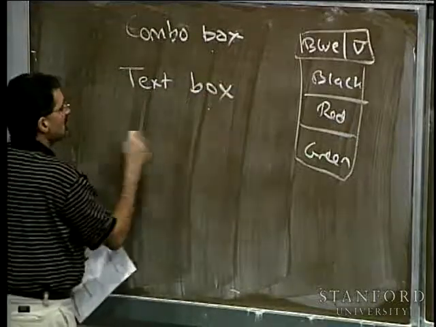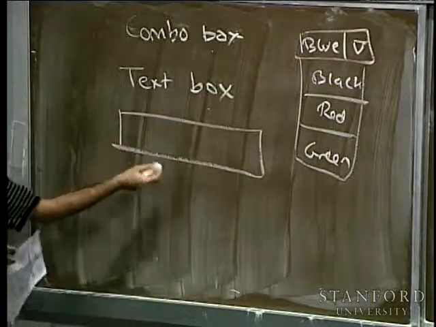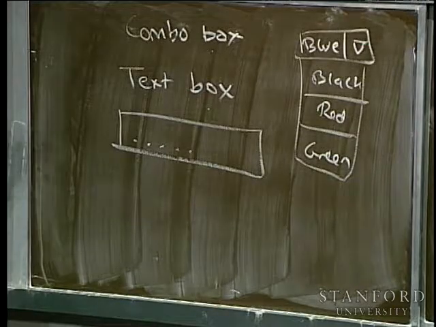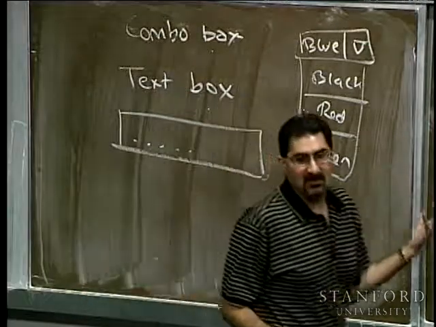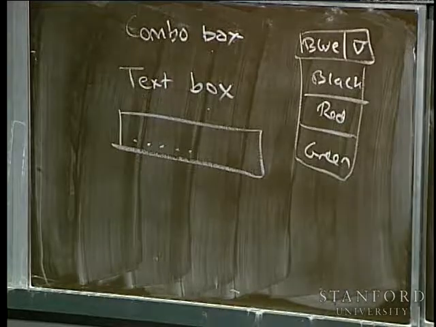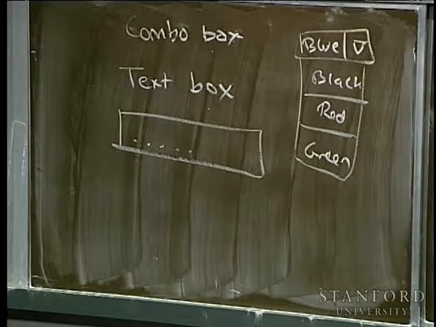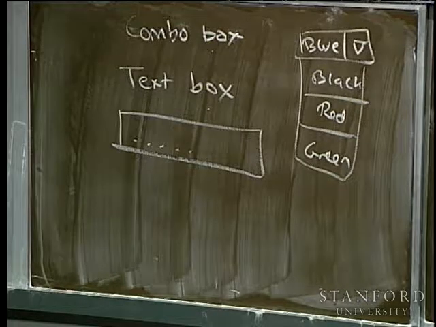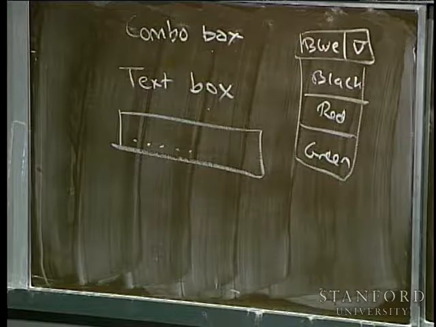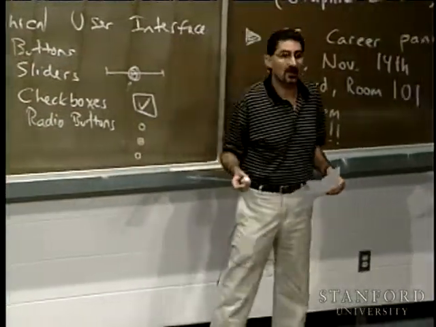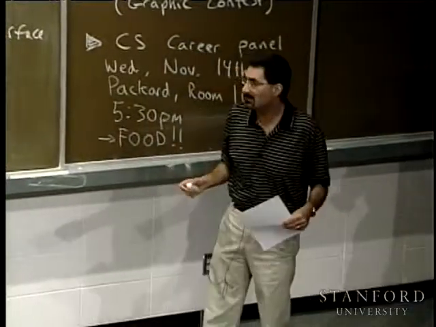A text box is sometimes where there's some form you fill out, there's a little box and you can enter some text into it. These are collectively what we refer to as interactors, because they are things that allow the user to interact with your application and provide some information to your application interactively by clicking on buttons, moving around sliders, setting checkboxes, or selecting from radio buttons, or picking some option in the combo box. That's all they are. So we refer to them collectively as interactors.